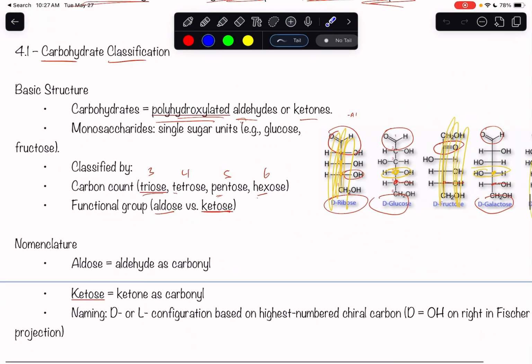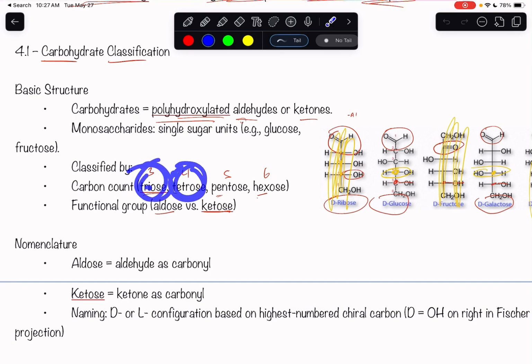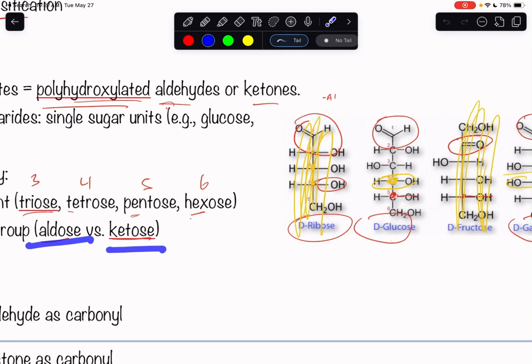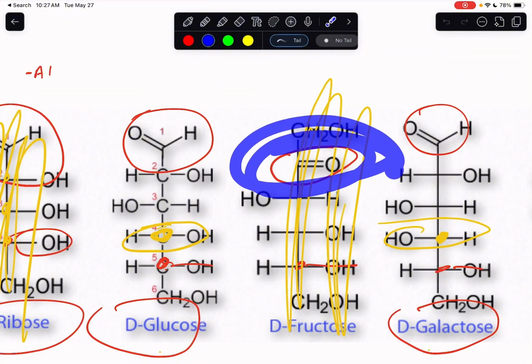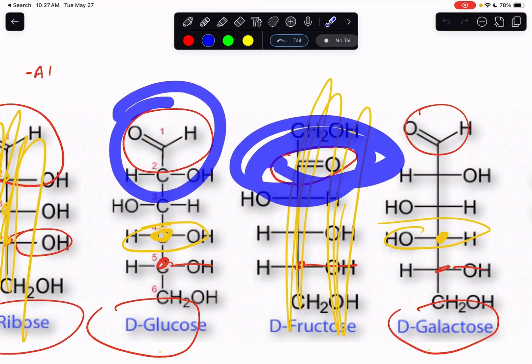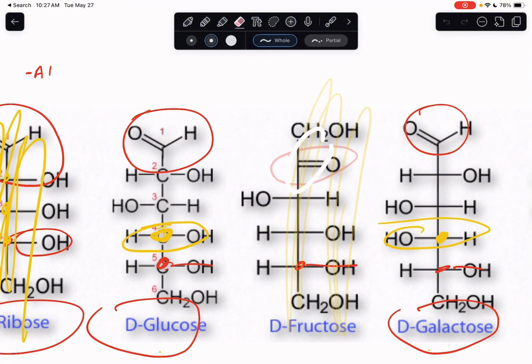So the way that we count them is three carbons, trios, tetros, pentos, hexos, right? And that should be very simple for all of us because we should already know our prefixes. So your functional group is either going to be an aldose or a ketose, and what I mean by that is your functional group is either going to be an aldehyde here or a ketone here. Okay, aldose, ketose, and let me erase this.